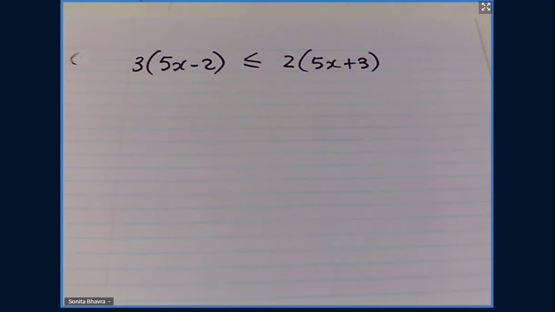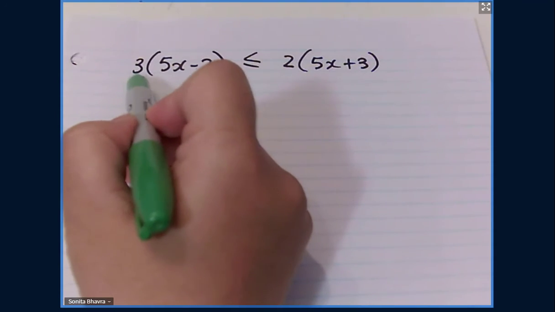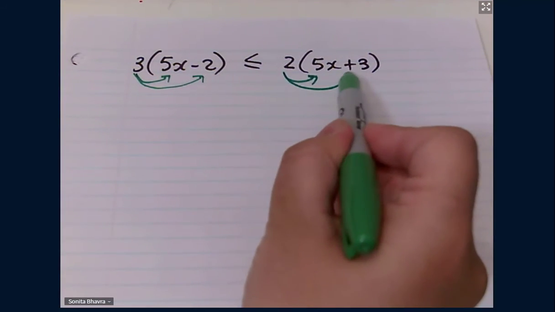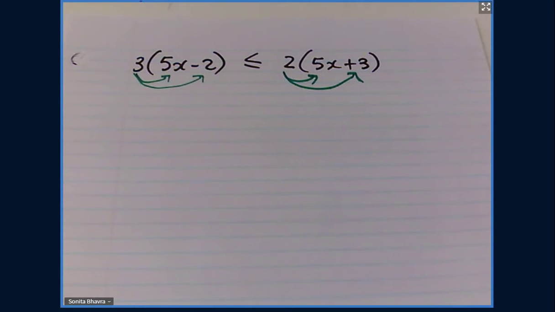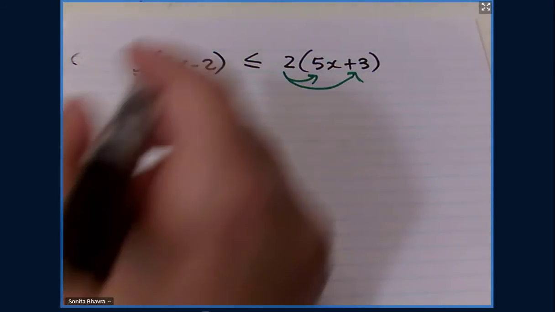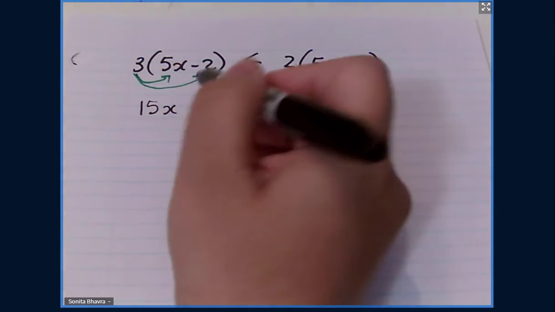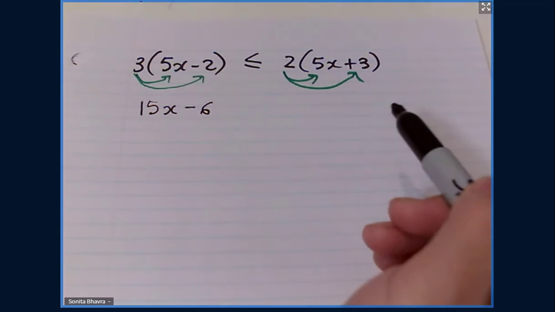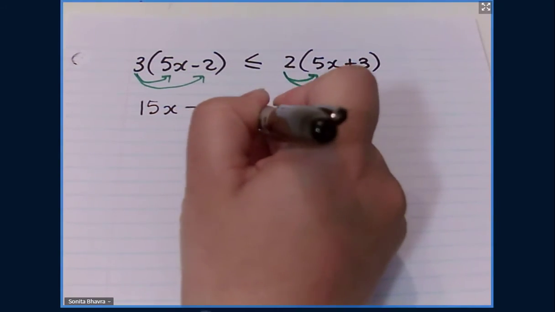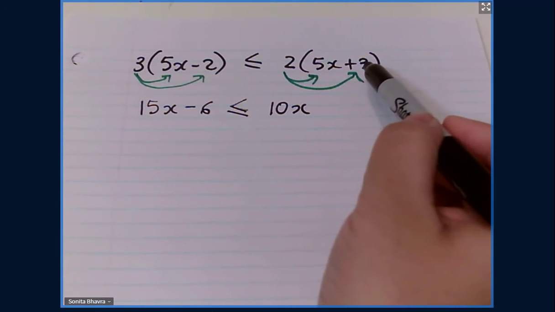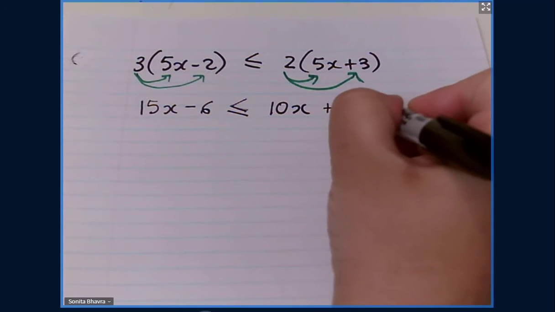All right, so our next question has brackets. So we do have to deal with our brackets first. So we have to use our distributive property. We have to take that number outside the bracket, multiply it by everything inside the bracket. All right, so we have to take that 3 times 5x, which is 15x. And then we have 3 times negative 2, which is negative 6. And it's less than or equal to 2 times 5x, which is 10x. And then 2 times positive 3, which is plus 6.